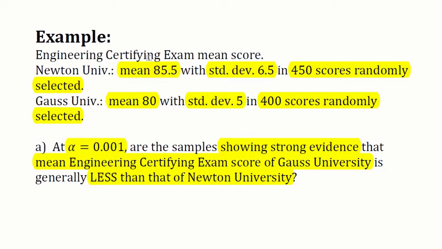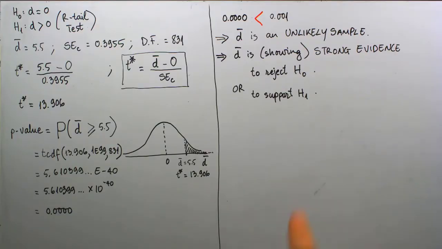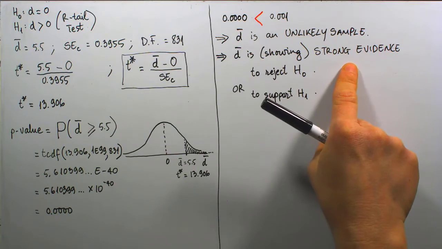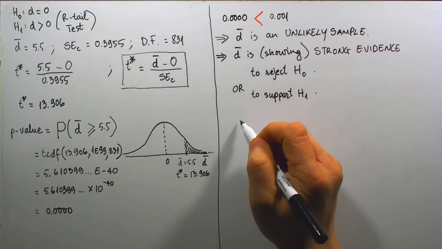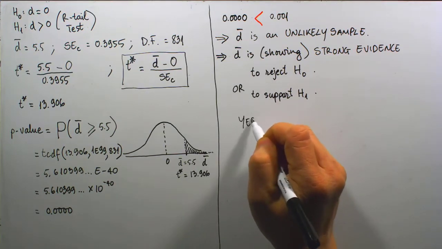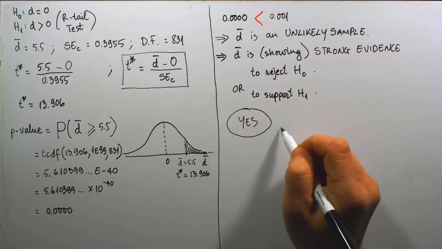And so now, one more time back to the wording description of our problem. The problem itself is worded as a yes or no question. Are the samples showing strong evidence that the mean engineering certifying exam score of Gauss University is generally less than that of Newton University? So as a yes or no question, for having strong evidence or not, we are having strong evidence. And so now we can ultimately answer yes to our final question.